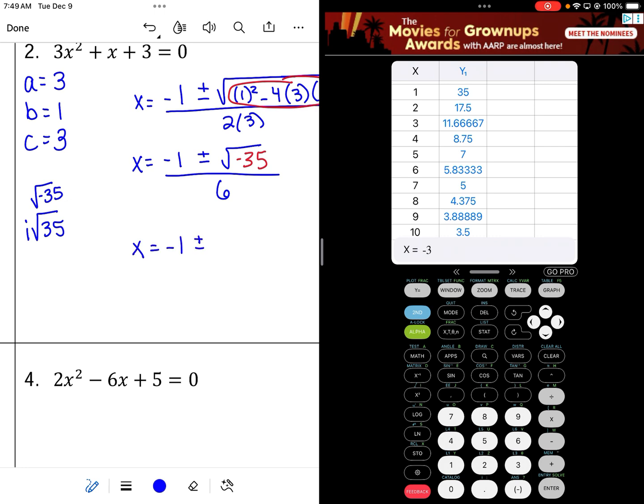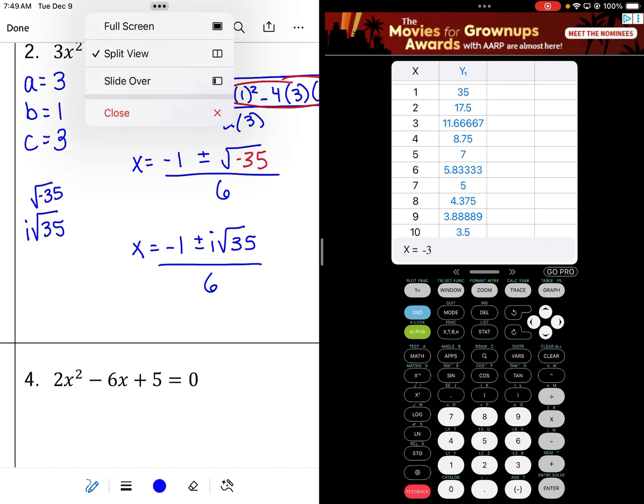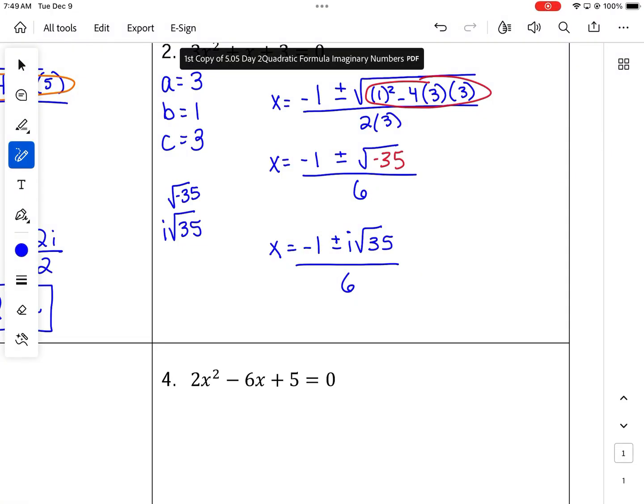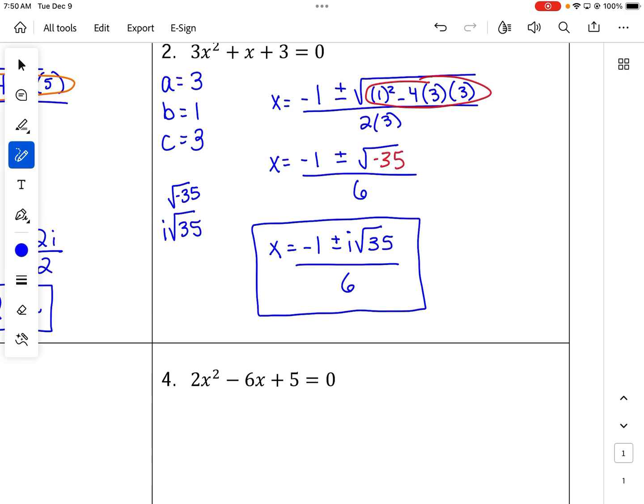So we rewrite it: -1 plus or minus i square root of 35 over 6. And then we would just look and see, denominator is 6. Can that divide -1 and i? No. So that's when you know, you just box it up and you're done.